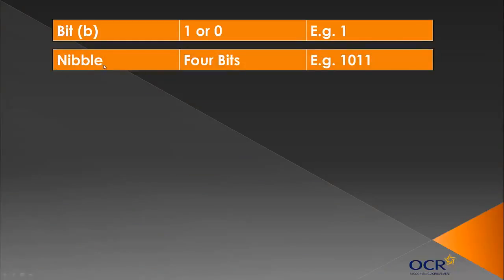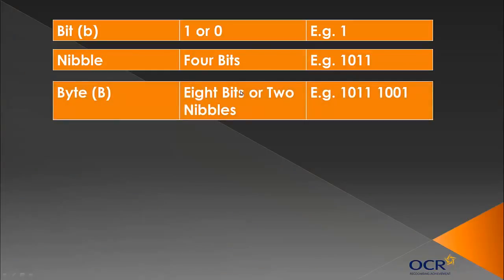A nibble is simply 4 bits. We don't really use nibble too much, but you are required to know about it. A nibble is 4 bits, for example 1, 0, 1, 1, or any combination of 1 or 0. A byte is what we use mainly because a bit is so small. A byte is 8 bits or 2 nibbles. An example is as follows there.